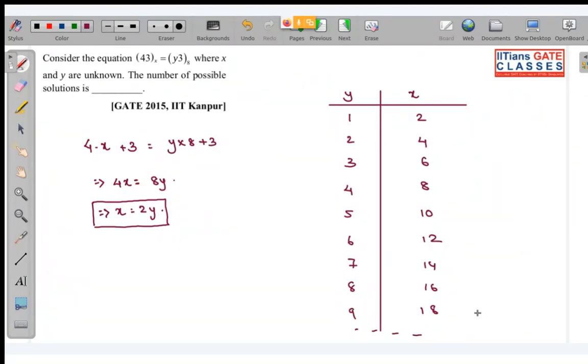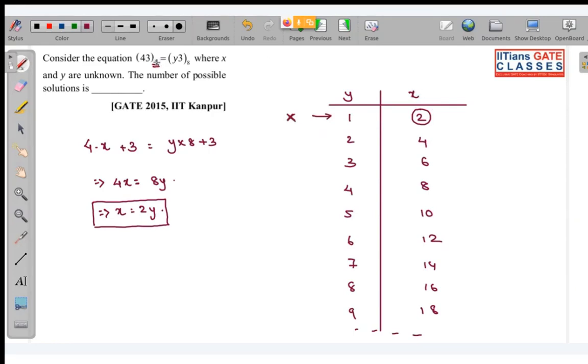Okay. So look, consider this equation where x and y are unknown; the number of possible solutions is what? After solving this, I got this. Look over here, if y is 1 and x is 2, this cannot be the case. Why? If x is 2, the base is 2, so how are 4 and 3 valid digits in this? So this case is invalid.